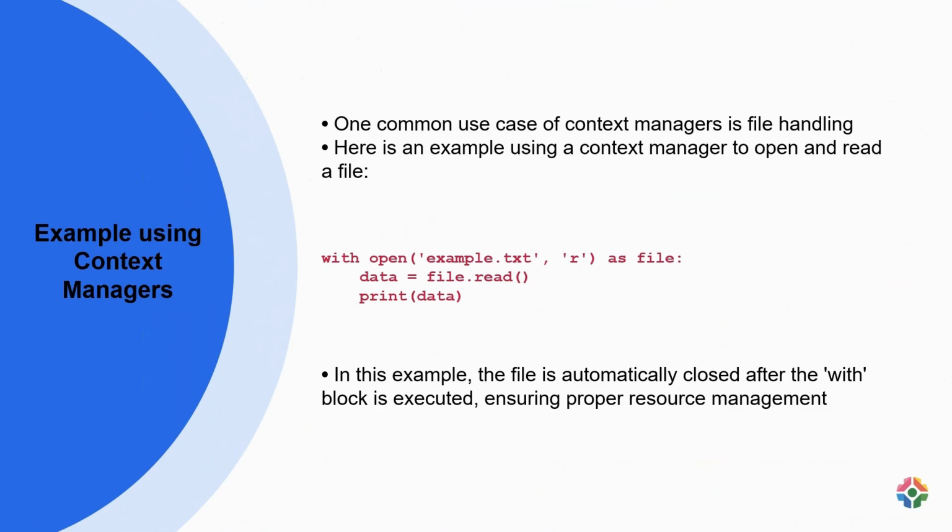A common application of context managers is file handling. By utilizing a context manager, like with open, the file is automatically closed after the block's execution. This ensures proper resource management. For instance, when processing a large log file, keeping the file open unnecessarily can lead to resource wastage. By employing a context manager, the file will be closed promptly after it has been read, promoting efficient resource usage.